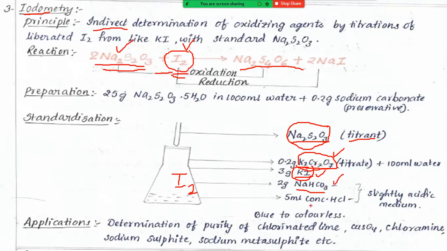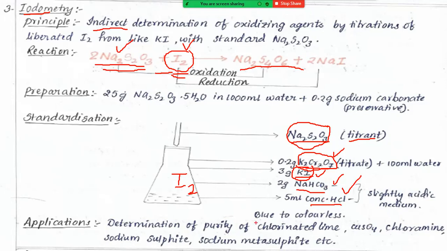And we are also adding concentrated HCl, 5 ml of concentrated HCl. Why? Because we are providing an acidic medium, right? Mostly in redox titrations, we need to provide an acidic medium. So here we are adding concentrated HCl.